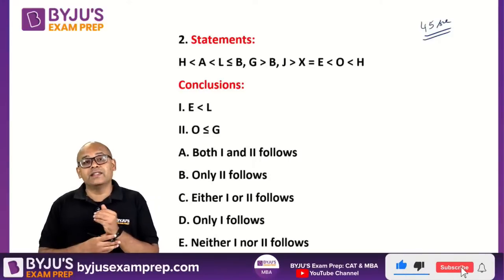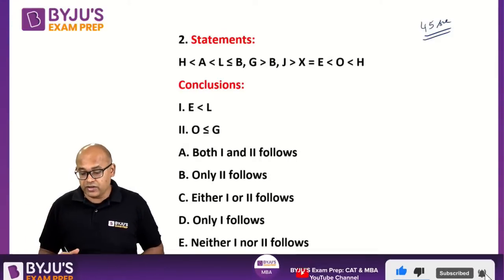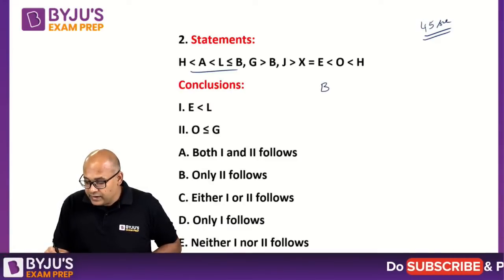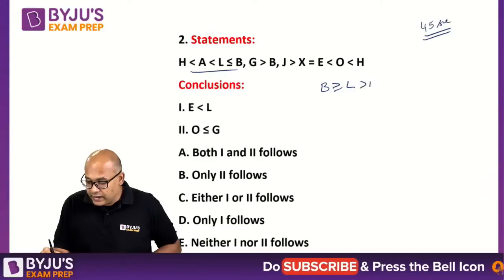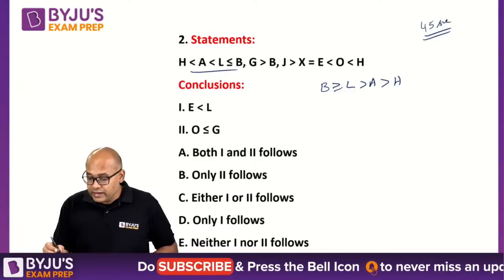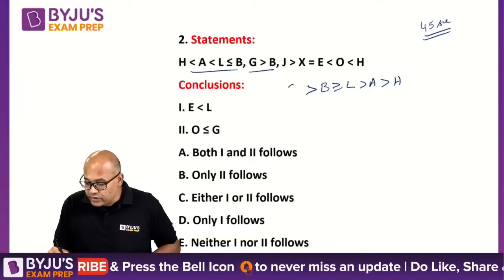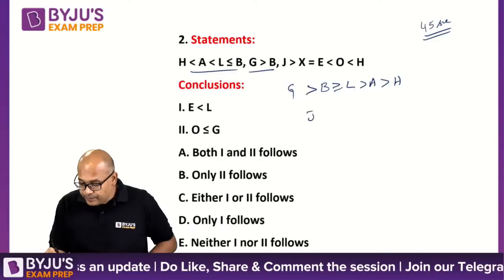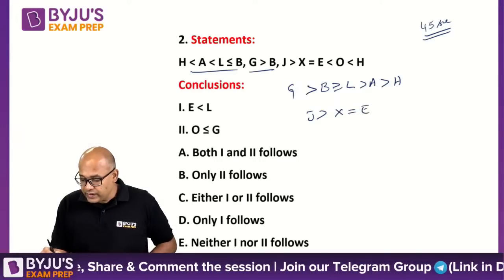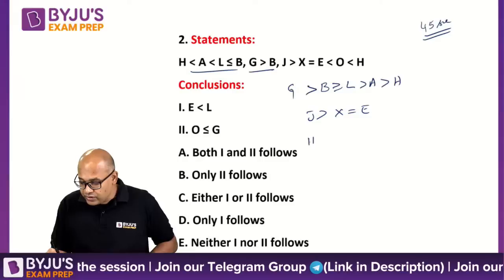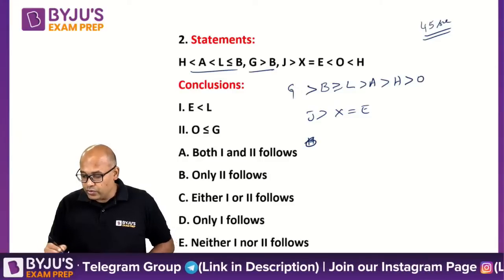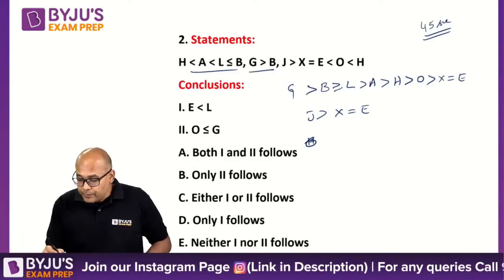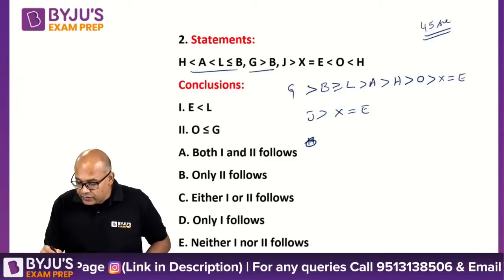So what do I have here? As I said, I'll try to write everything in one direction only. So I have B, I'll start from here. B greater than or equal to L, greater than A, greater than H. Okay, then G is greater than B, so I will continue this backwards. G will be here. Then J greater than X, X is equal to E, and again I have H, so I will continue here. H is greater than O, and O is greater than X, and X is equal to E. So I will basically write J somewhere, so J can be anywhere over here.